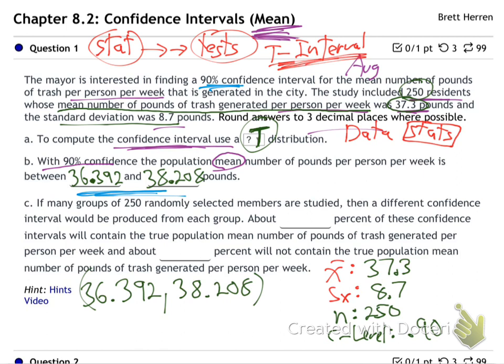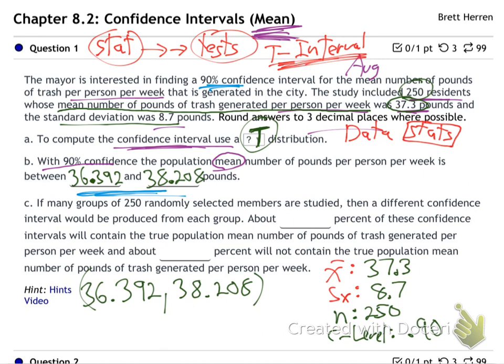Hey, I have a question. What if somebody was reading this problem who didn't really know what we were doing, but wanted to be obstinate about it, or maybe just had a sincere question, and just sincerely asked, why are you saying that the mean number is between 36.4 and 38.2, when it says right there, the mean is 37.3? The mean's 37.3. Why are you saying it's between 36 and 38? When it says right here, the mean is 37.